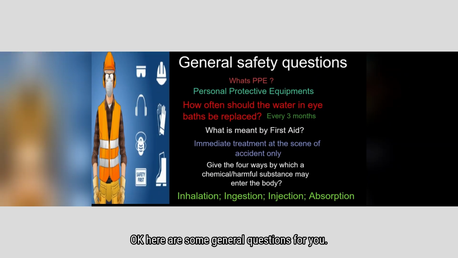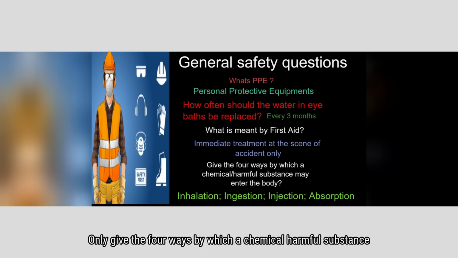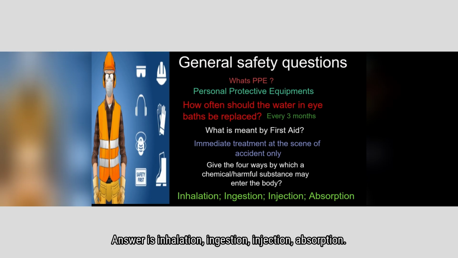Okay, here are some general questions for you. What is PPE? The answer is personal protective equipment. How often should the water in a wash be replaced? Correct, every 3 months. What is meant by first aid? Yes, immediate treatment at the scene of accident only. Give the 4 ways by which a chemical, harmful substance may enter the body. Answer is inhalation, ingestion, injection, absorption.